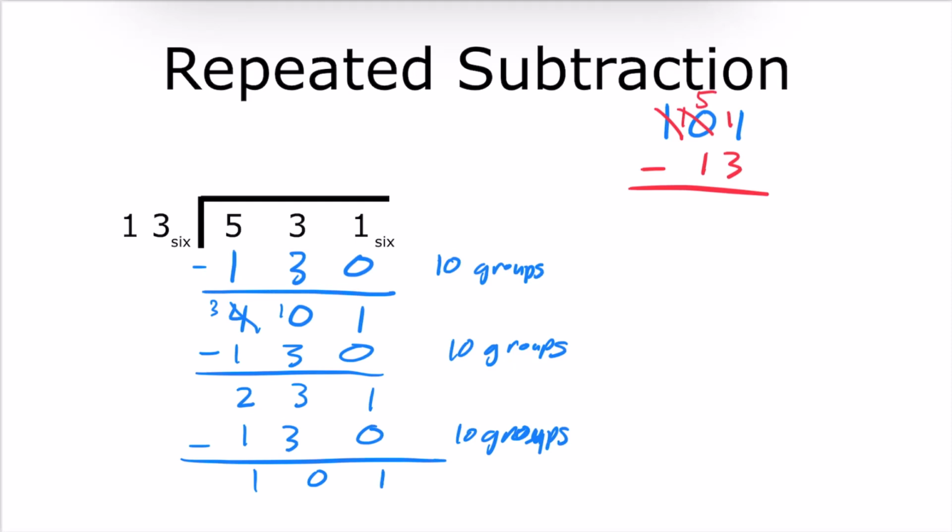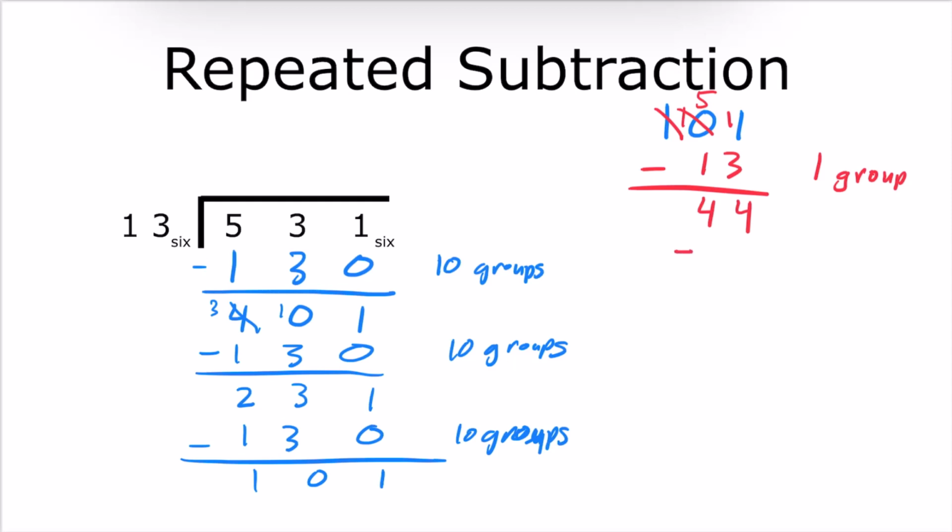So if I do 1, 1 minus 1, that's 6, or 1, 0, and if I subtract 2 more from that, that would be 4. Then 5 minus 1 is 4. So 101 minus 1, 3 is 4, 4. And this is representing one group of 13, or 1, 3.